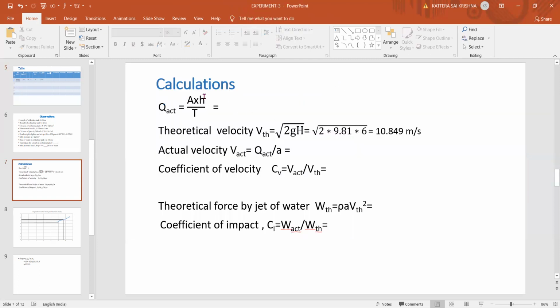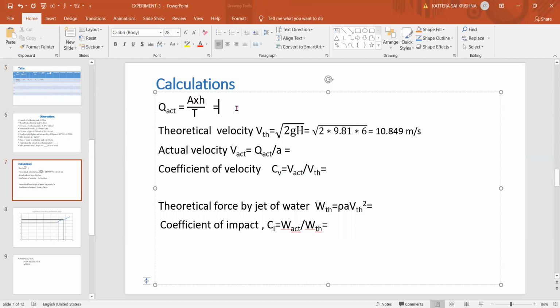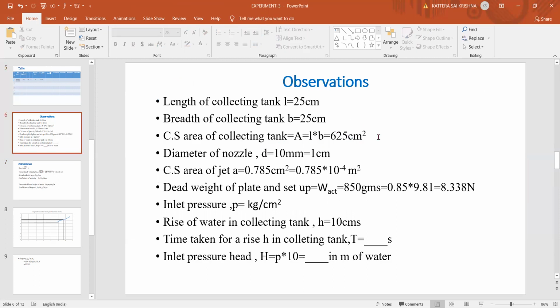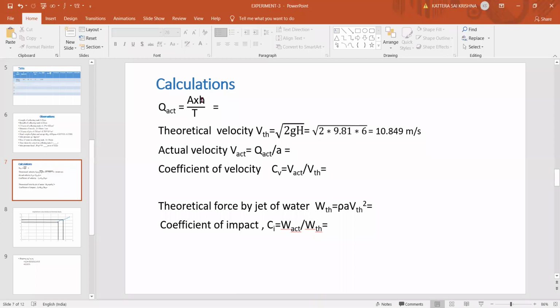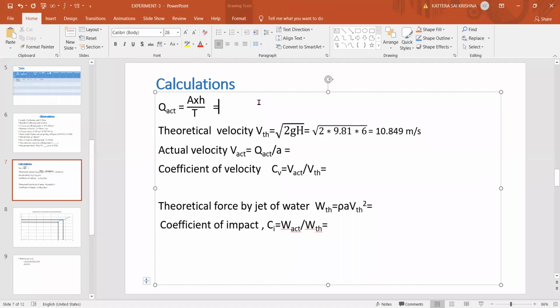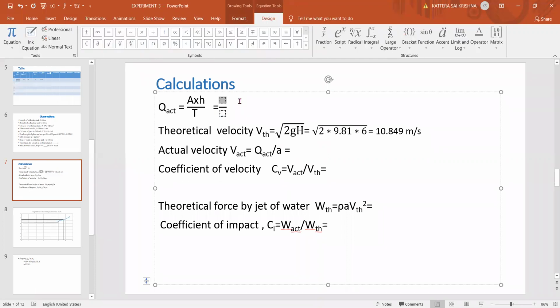After that, calculate Q actual. So Q actual is equal to AH by T. First we need to calculate the area. The area we have already calculated: area of the collecting tank is 625 centimeters square. H is in centimeters, so no need to change now; at last we can change. So 625 into 10 centimeters divided by the time taken for the first reading, 8 seconds. Right.